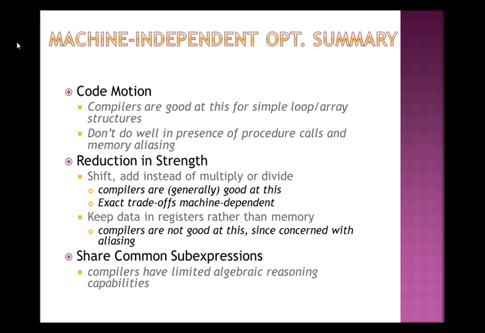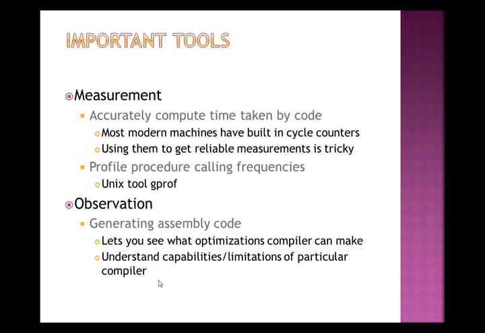Reduction in strength: using shift or add operations instead of multiply or divide. Keep data in registers rather than the memory, as I told you in the previous class. Share common sub-expressions. Compilers have limited algebraic reasoning capabilities, so these sub-expressions can be shared for increasing the program performance.